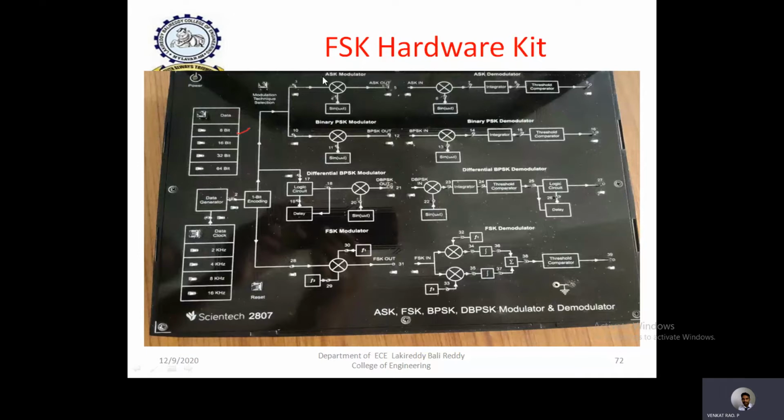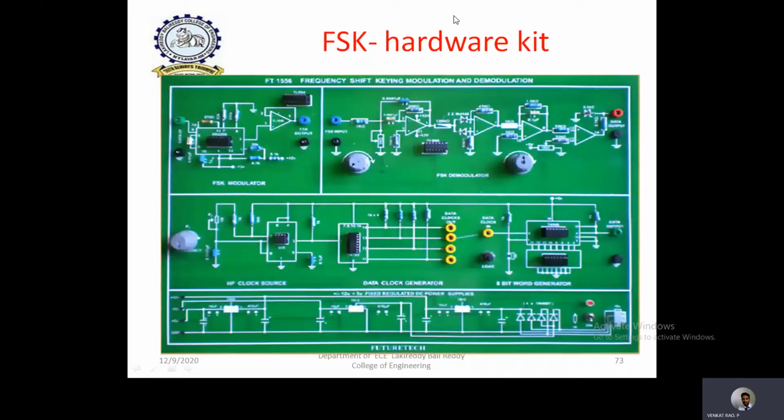For example, the same kit can be used for ASK, PSK, DPSK, FSK also. So if you want to use this, then select the modulation technique in this block and perform the FSK experiment. Okay, and also we have another kit from Feature Tech company. So here also we can perform the frequency shift keying experiment, both modulation as well as demodulation. Here we have a modulator and here we have a demodulator, and this block is only to generate the input digital data. From these outputs we can generate some input bit sequence.